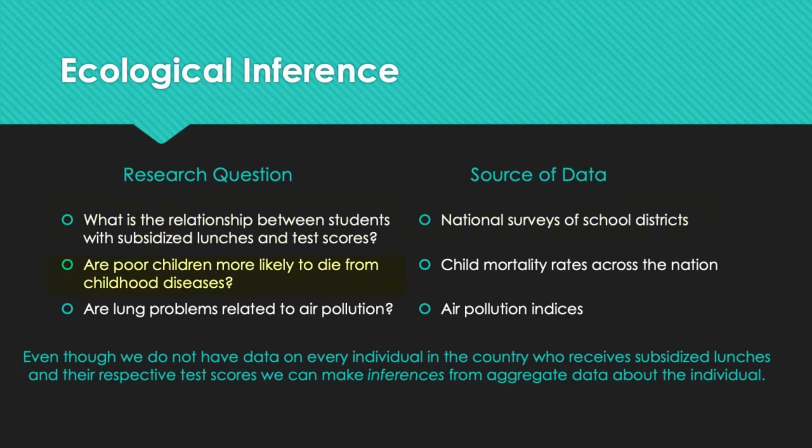Are poor children more likely to die from childhood diseases? Well, there is a ton of data out there that measures all of these things. We don't necessarily have specific individual level data for every single American in the country, but we can make inferences. And then lastly, are lung problems related to air pollution? Again, we don't have data on every single American in the country who has lung problems, but we do have access to air pollution indices in major metropolitan cities, and we could compare, do cities with higher air pollution also see higher cases of lung problems in those areas? So all we can really do is make those inferences, make those assumptions, okay?